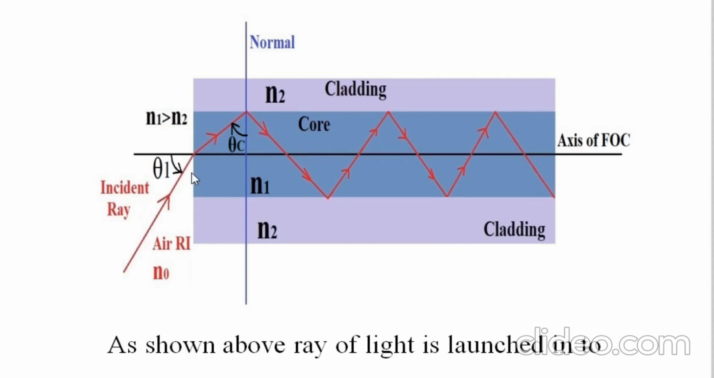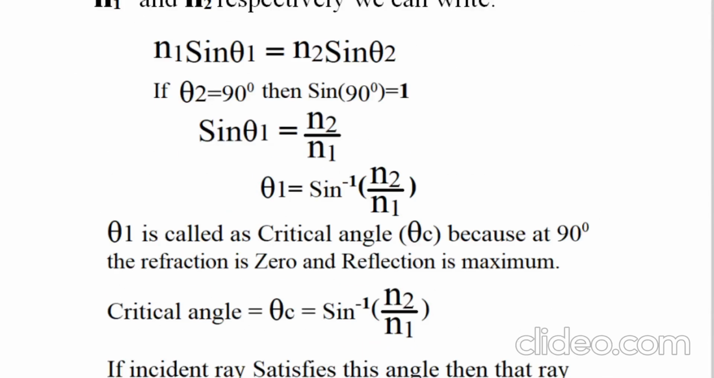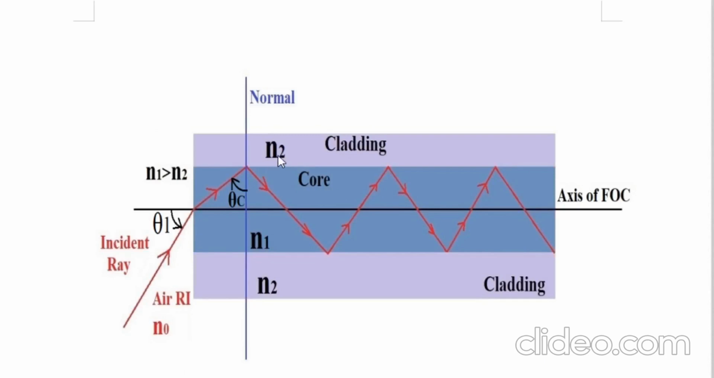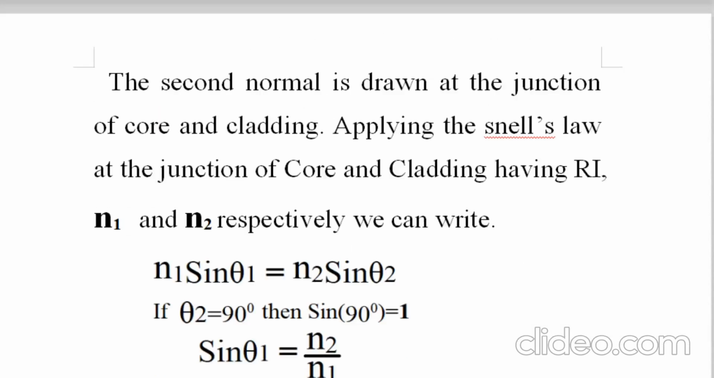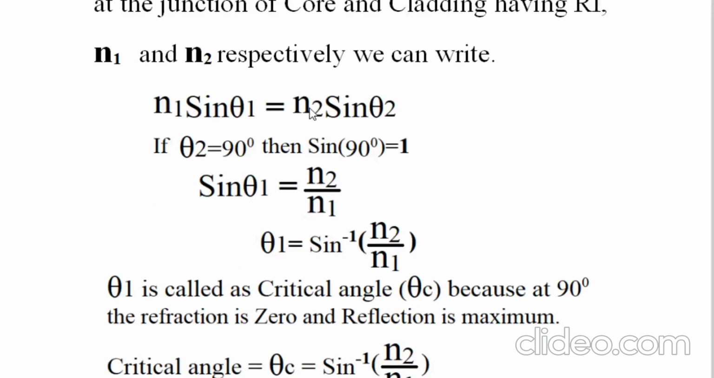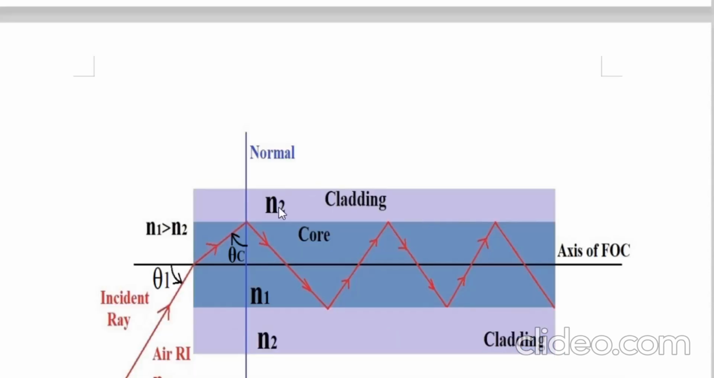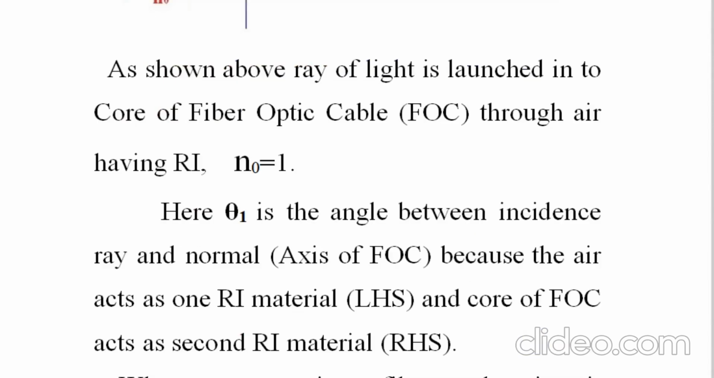Therefore, this theta 1 will give sin theta 1, and theta 2 will give sin theta 2. This theta 2 is the refracted ray's angle. If theta 2 is 90 degrees, then what will happen? Sin 90 is equal to 1. N1 sin theta 1 equal to N2 sin theta 2, where N2 is the refractive index of the cladding material. And this ray is not refracted. Refraction is 0, because the angle theta 2 is 90 degrees. Therefore, the ray is reflected back into the medium 100%.